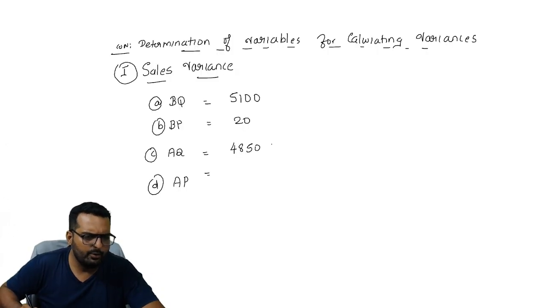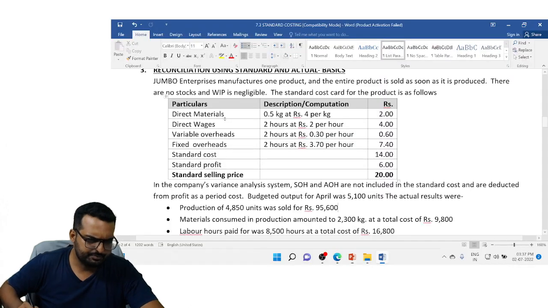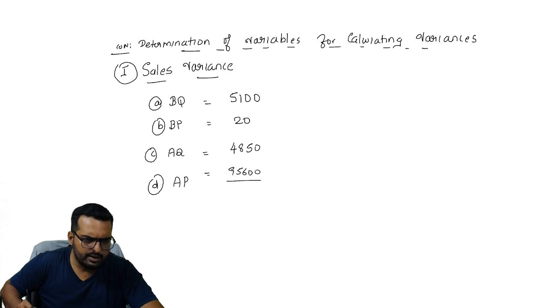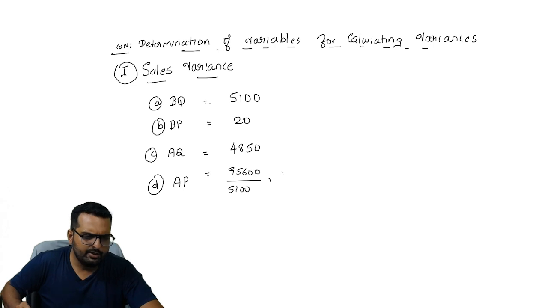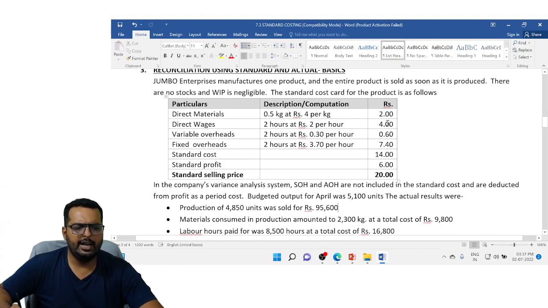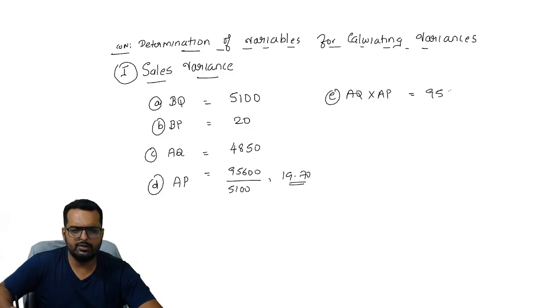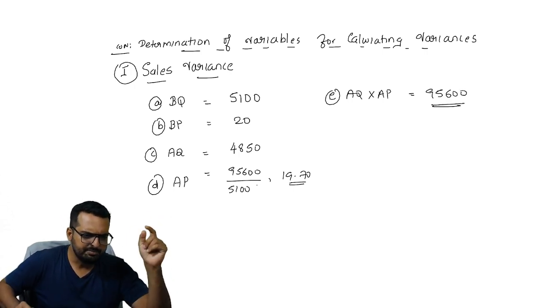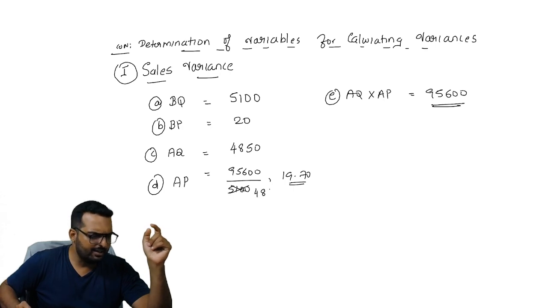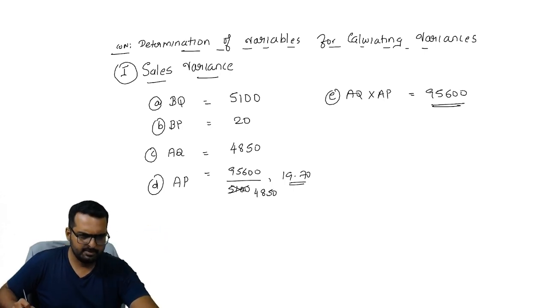How did you get 19.7? You must have done 95,600 divided by 5,100, right? Okay. Friends, this 19.7 will be a rounded off number. The better thing to find out would be AQ into AP. That is already given. AQ into AP will be how much? Correctly, 95,600. That is better because AP is not used anywhere else. Your answers will be slightly different. Everybody clear so far? So we are done with sales variance.